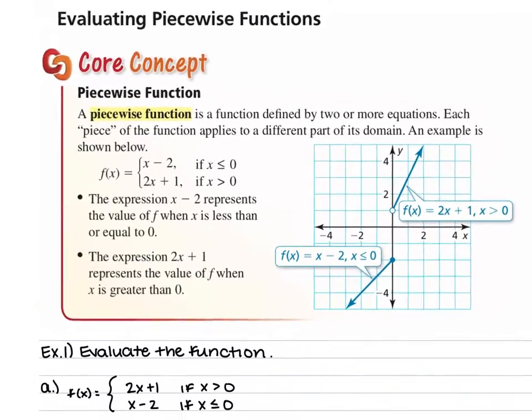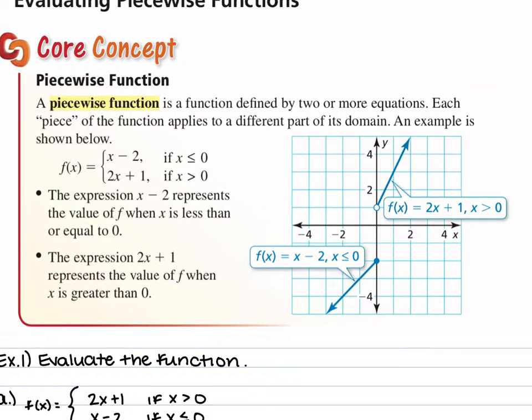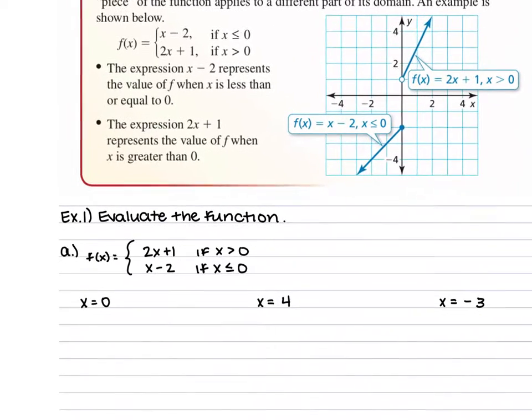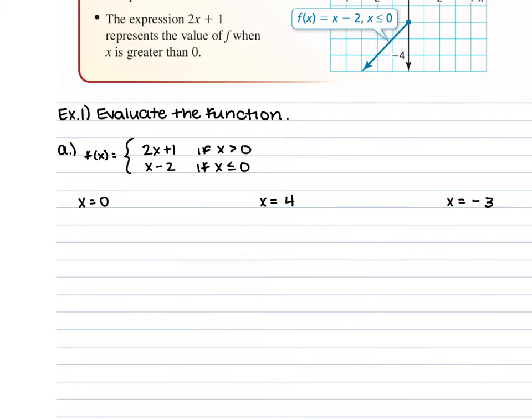So like if you see this coordinate plane here, you have one line, f of x is equal to x minus 2, where x is less than or equal to 0. That line only goes from negative infinity up to 0 with your x values. From there, that line stops, and a new one picks up at the same x value and continues on, which is f of x is equal to 2x plus 1, where x is greater than 0. With these, a lot of what we're going to be doing is just evaluating the function.